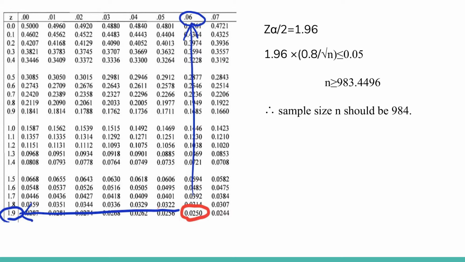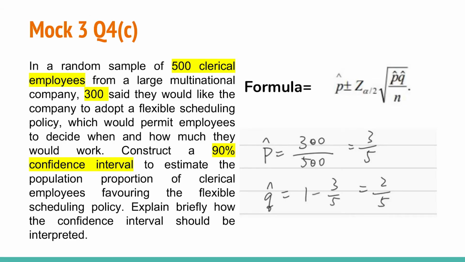1.96, because the error in the population mean should be no larger than 0.05. So after calculating, n will be no less than 983.4. The sample size should be 984. Let's move to question 4C.